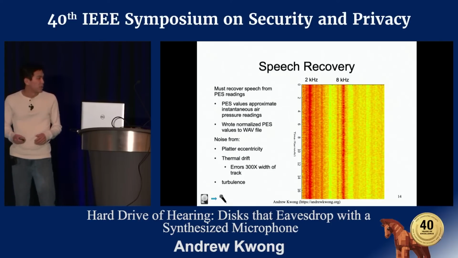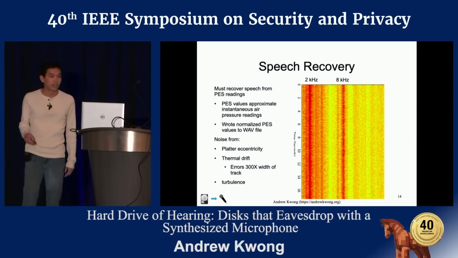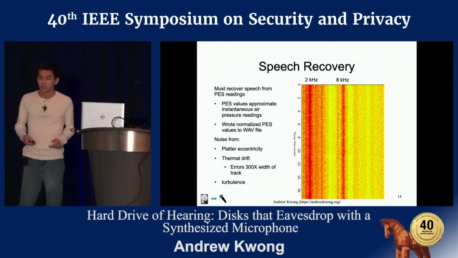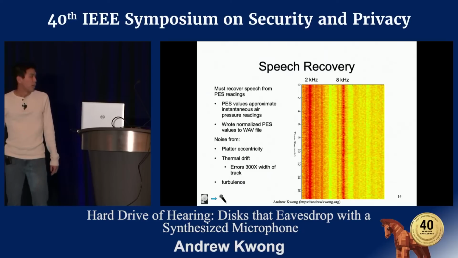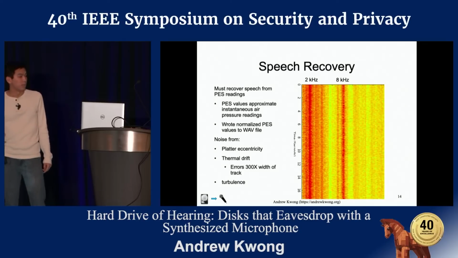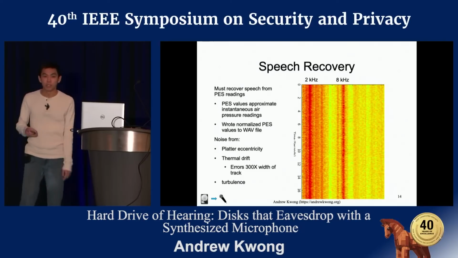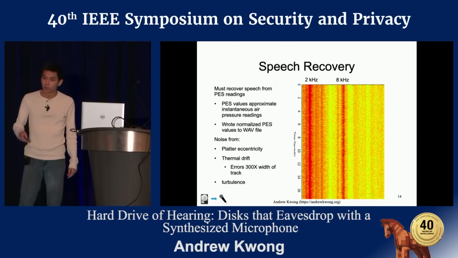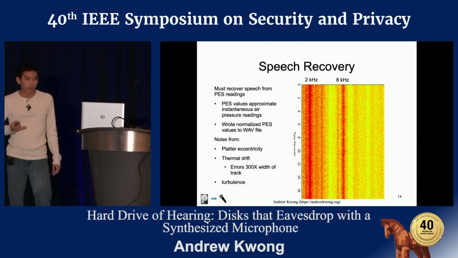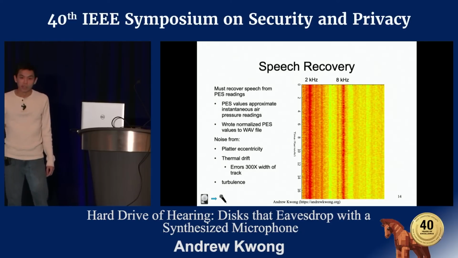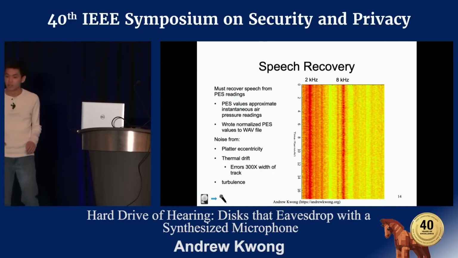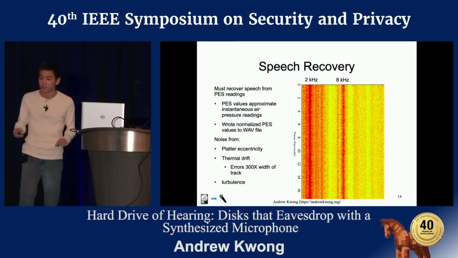This is due to a number of reasons. One is platter eccentricity. The disks on the hard drive are not completely flat, and they're not perfectly round either. Also, due to thermal drift, expansion of aluminum components in the hard drive can result in PES reading errors that are 300 times the width of a track. Furthermore, the write head itself is rapidly moving across the surface of the disk, and the disk is spinning at 7,200 revolutions per minute. There's a fair amount of turbulence, so it's not hard to see why there's a lot of noise there.